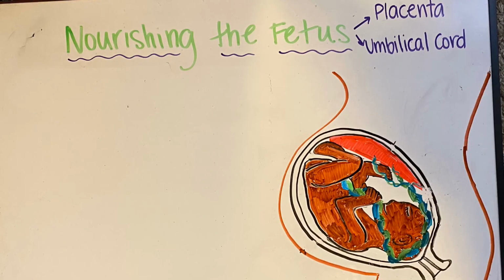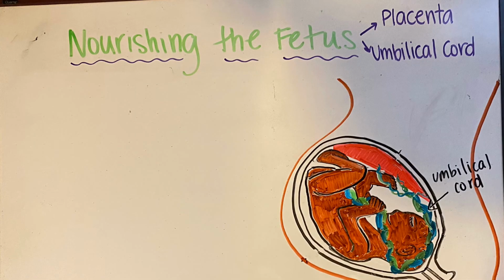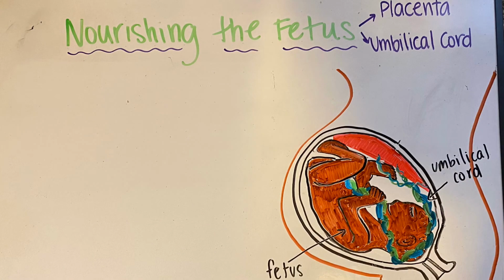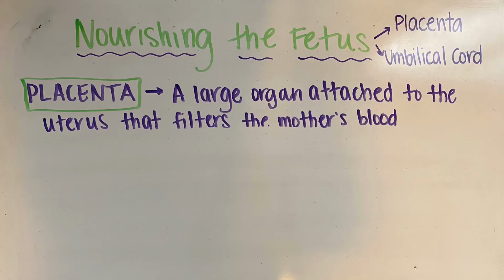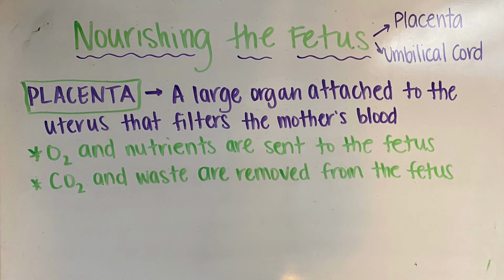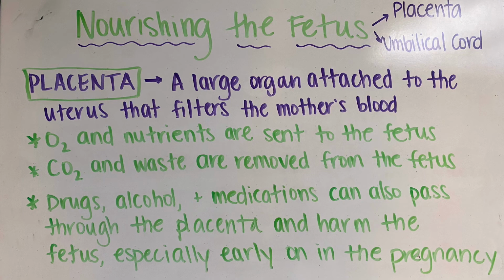All right, now that we've got a fetus, we need to figure out how to nourish it. So we're going to be talking about the placenta and the umbilical cord. As you can see in the diagram, our umbilical cord is that green and blue rope-looking thing that connects the baby's belly button to the placenta. The fetus is the big person in the middle of the stomach, and the placenta is the red lining at the top. The placenta is a large organ that's attached to the uterus that filters the mother's blood and sends molecules back and forth between the mother and the fetus. Oxygen and nutrients are sent to the fetus, while carbon dioxide and wastes go from the fetus back to the mother. Unfortunately, drugs, alcohol, and certain medications can go through the placenta and reach the fetus, possibly damaging its organs. This is especially dangerous at the beginning of pregnancy before many of the organs have fully formed.